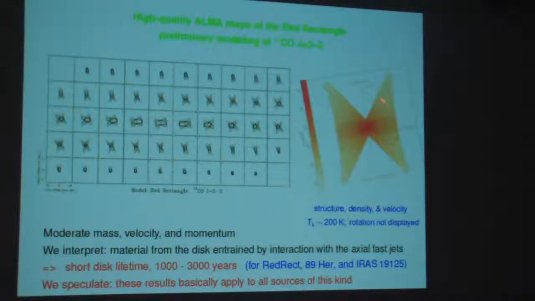I am not representing the rotation, but you can see the expansion, and we interpret that this gas in expansion is being entrained by interaction with the very fast and collimated jet, which is going to be like here in this nebula. And also note that if really this gas is coming from the disk, the lifetime of this disk must be very low, of a few thousand years, right? Probably we think that these results will typically apply to all the sources.